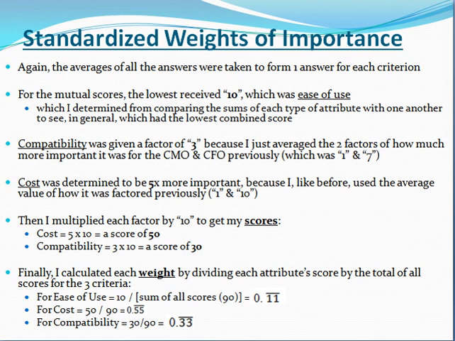Compatibility was given a factor of 3 because I did the average of the two values for how much more they were considered by the CMO and CFO previously, which was 1 and 7.